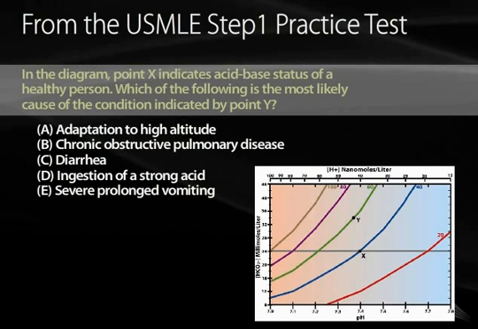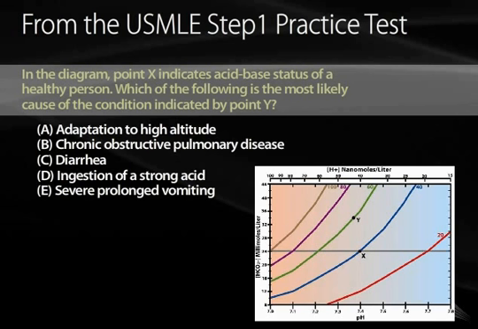Which of the following is the most likely cause of the condition indicated by point Y? Let's move to point Y and see what we see. First, let's look at the pH. The pH has fallen to below the normal range. 7.4 is the normal, and the pH has fallen to approximately 7.35. Thus, this is an acidemia.